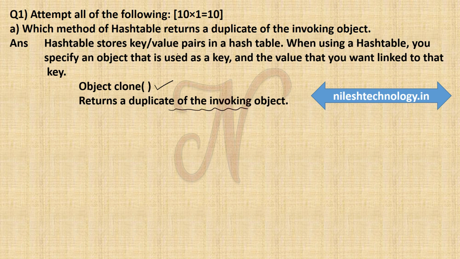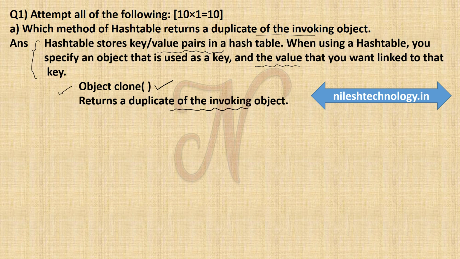Okay. So what is the hash table? Hash table stores the key value pair. When using a hash table, you specify an object that is used as a key and the value. Student, remember this: when the examiner asks for the method that returns a duplicate of the invoking object, first explain what a hash table is in 1 or 2 lines, then define the method of creating the duplicate of the invoking object.